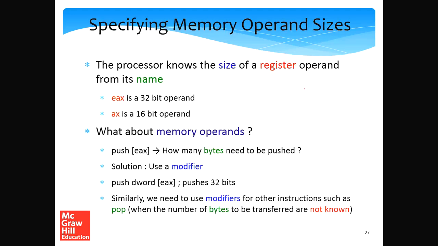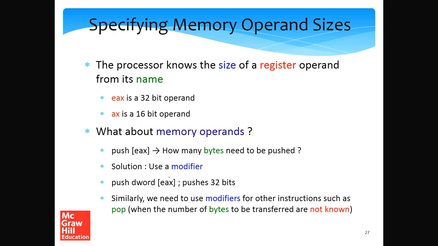So, specifying memory operand sizes, let's take a look at it. The processor knows the size of a register operand from the name of the register. For example, EAX is a 32-bit operand, we know that. AX is a 16-bit operand, we know that. And RAX is a 64-bit operand, we also know that. But what about memory operands?